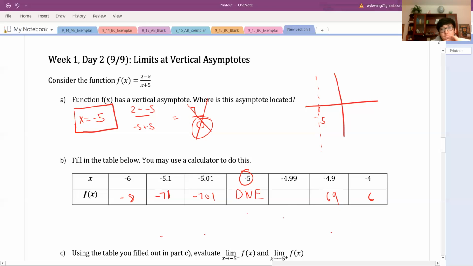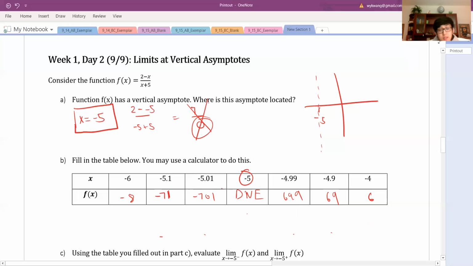Finally, plugging in -4.99, 2 minus -4.99 over -4.99 plus 5. We're going to get 6.99 over 0.01. Multiply this by 100, so 699. Well, I think that is also pretty obvious where this function is going.